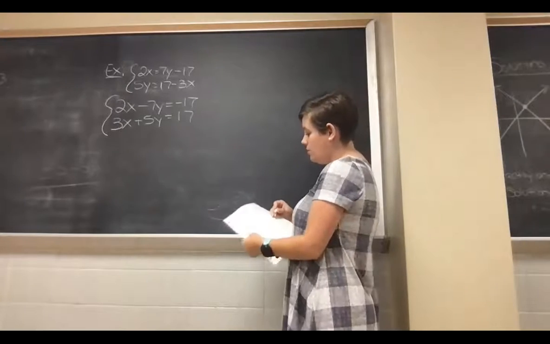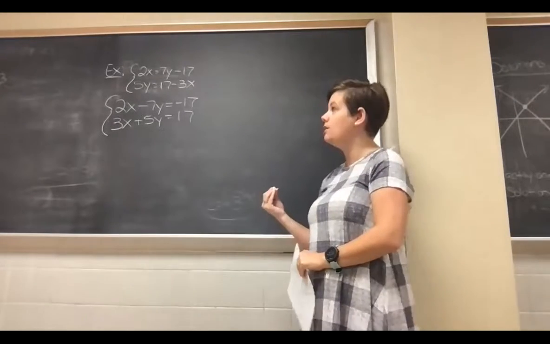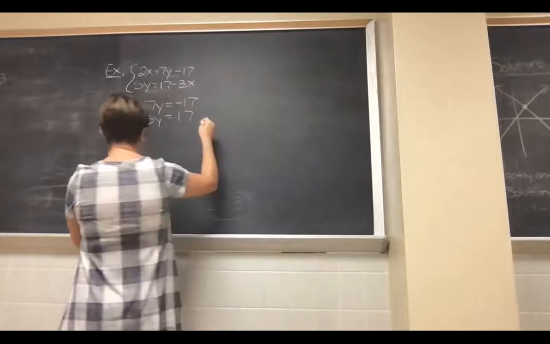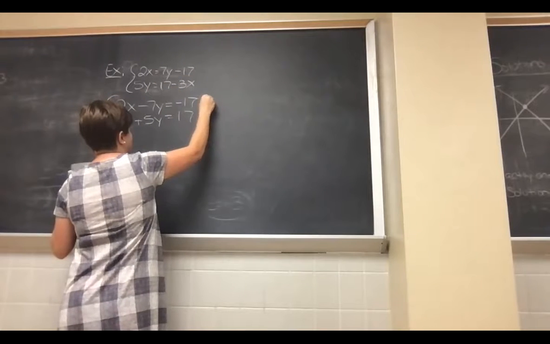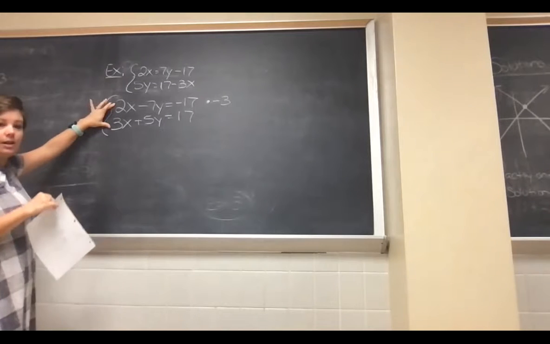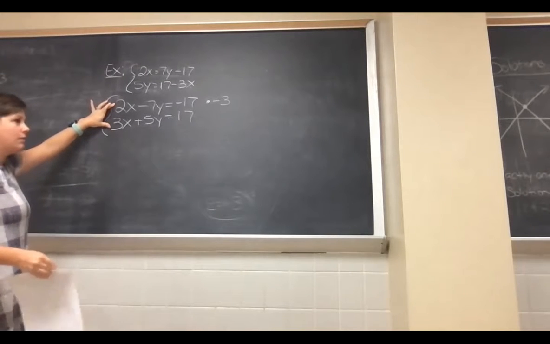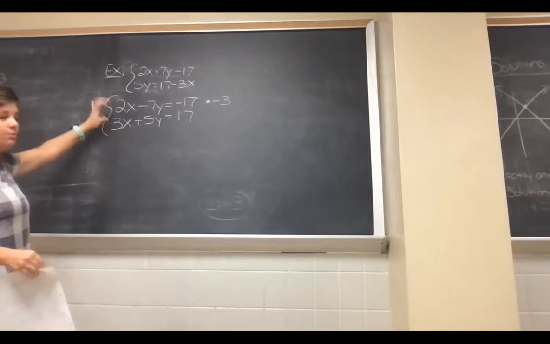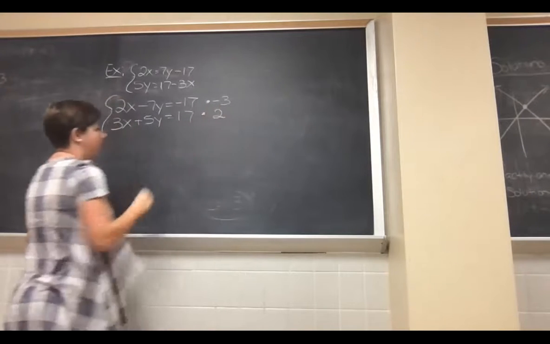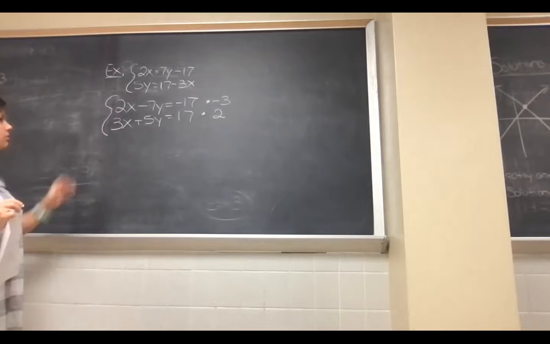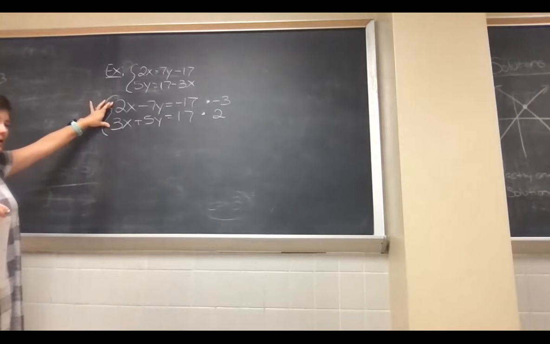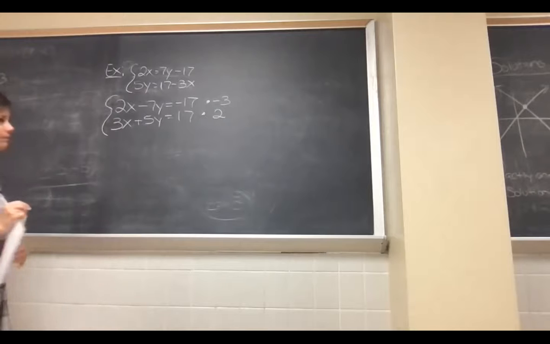So basically, you just need to pick one of your variables that you want to eliminate. I'm going to eliminate x. So I'm going to multiply this top equation by a minus 3. Since both of them are positive, I'm going to have to multiply one of them by a negative number so that when I add them together, it goes away. And then I'm going to multiply this bottom one by a positive 2. So I looked at the coefficients and I'm just multiplying the equations by the coefficients, but I did put a negative on the top one.